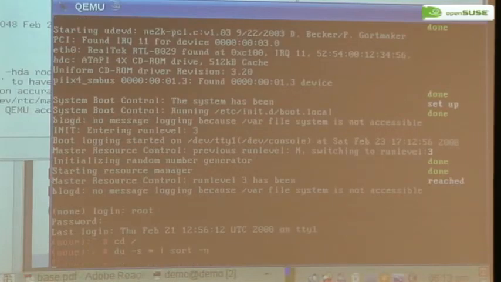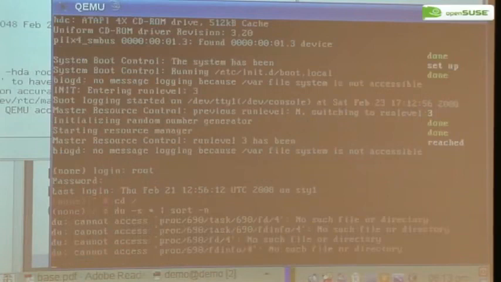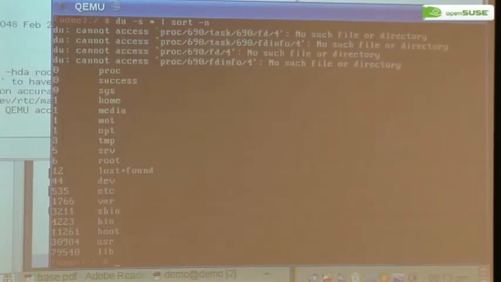We have even sort installed and new, everything is good. And what you can see, the system is about 100 megabytes, and the biggest offenders are usr and lib. So let's just try to look into these.